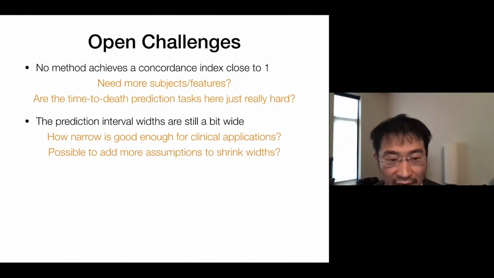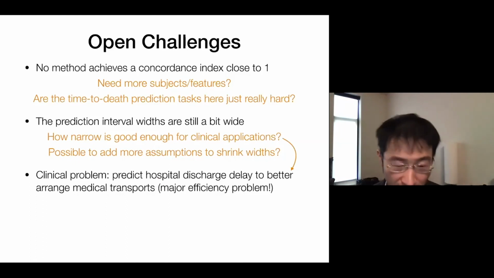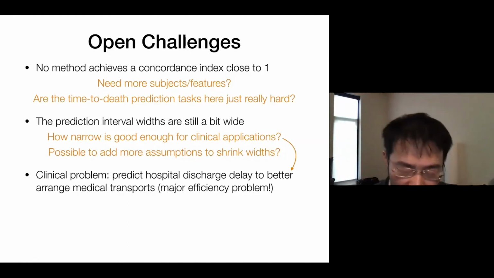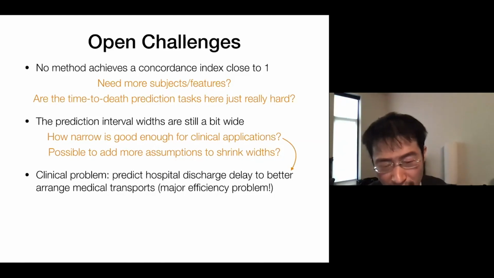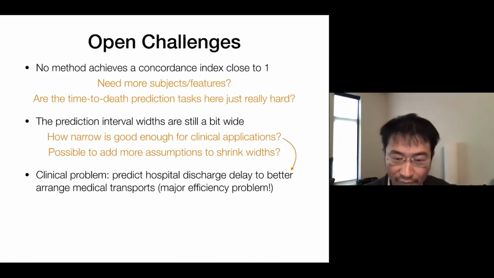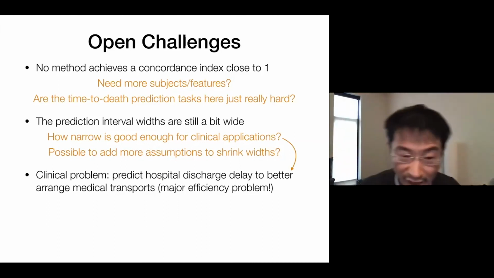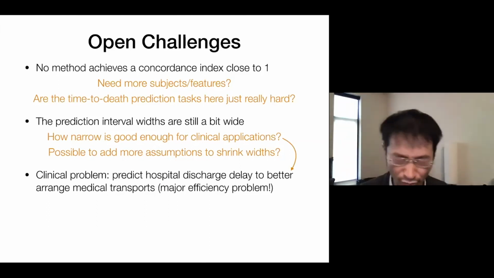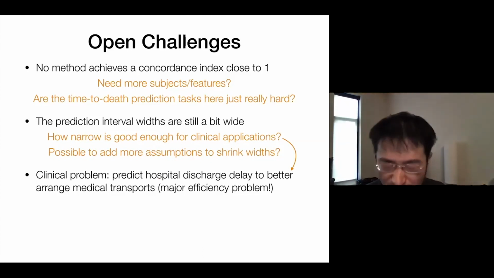And I'll mention that I am working on something related to this first question. Right now, I'm working with a medical doctor at UPMC. We're looking at predicting hospital discharge delays to better arrange medical transports. Basically, there's a major efficiency problem where patients are at the hospital and then there's a delay in when they're discharged, which means they're taking up a bed that other people can't use. And oftentimes the problem is they don't have a way out of the hospital. So we want to arrange medical transports, but in order to do that, we need to be able to predict when they're leaving.